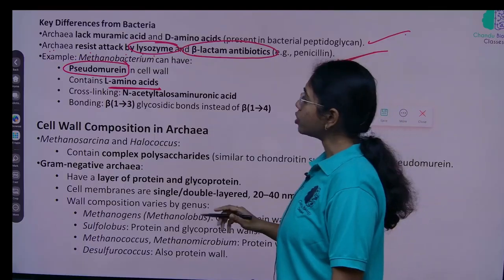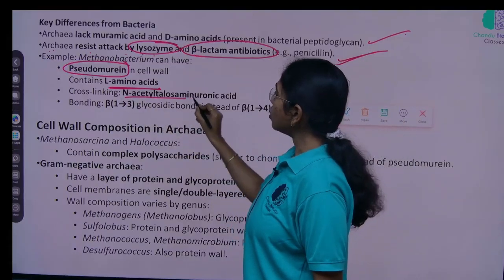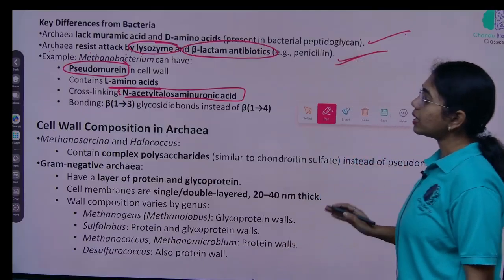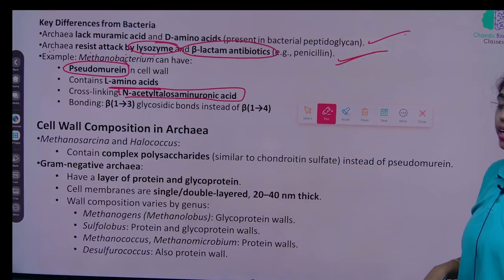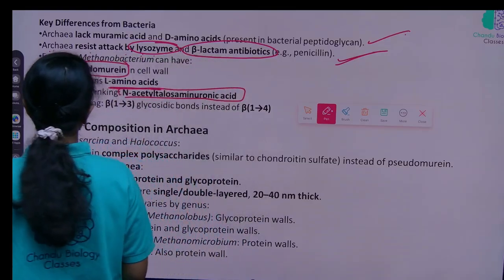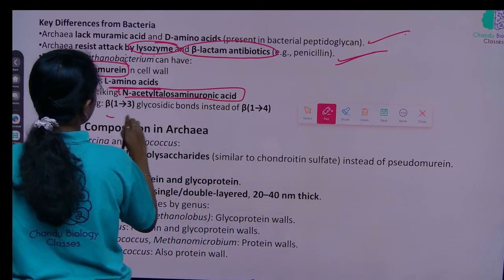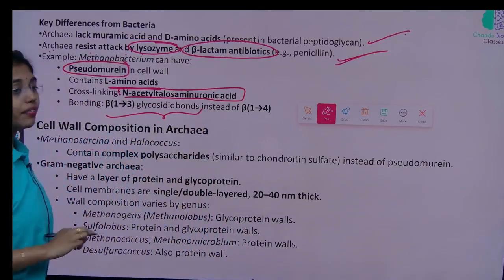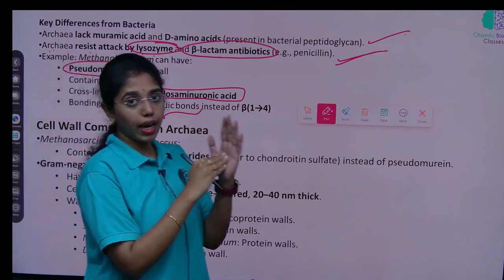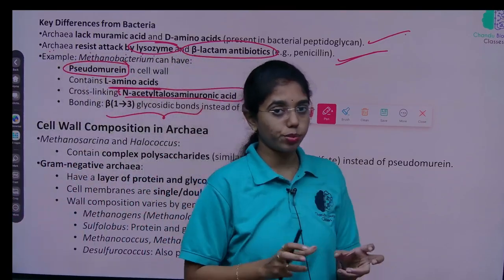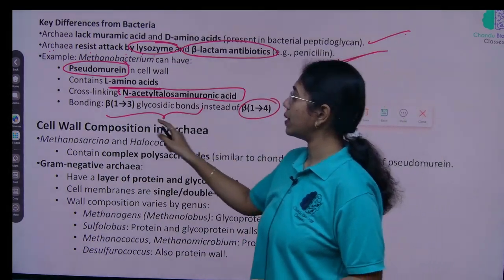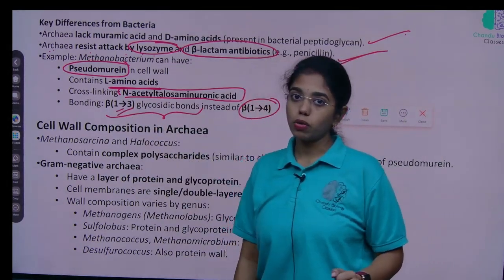Cross-linking is by N-acetyl-talosaminuronic acid. Now, what type of bonding is included here? Beta-1,3 glycosidic bonds. Usually we have beta-1,4 glycosidic bonds in the peptidoglycan present in the cell wall, but instead of beta-1,4 glycosidic bonds, here we have beta-1,3 glycosidic bonds.